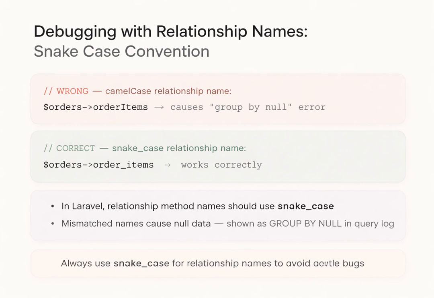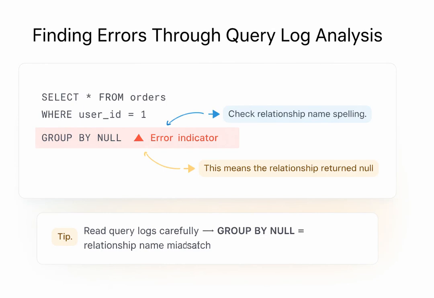In Laravel, relationship names should consistently use snake case. This kind of mismatch is easy to miss, but causes the relationship to silently return null, which then breaks your queries. Reading query logs carefully is one of the most effective debugging techniques available. When you see group by null in a query log, that's your signal that something in the relationship chain returned null. Instead of guessing, you can trace it directly.